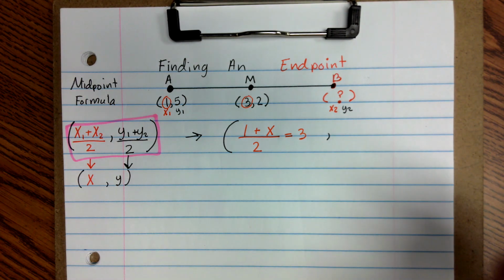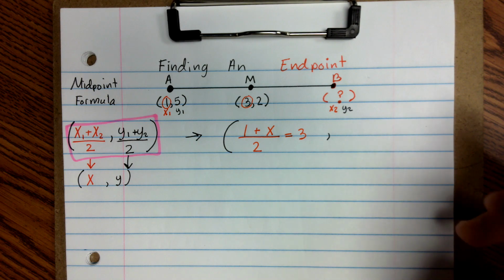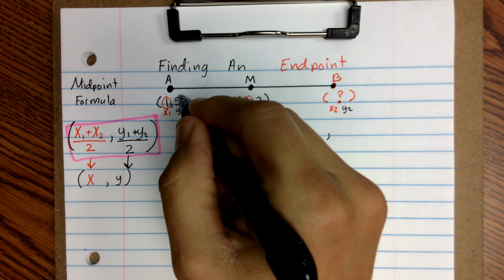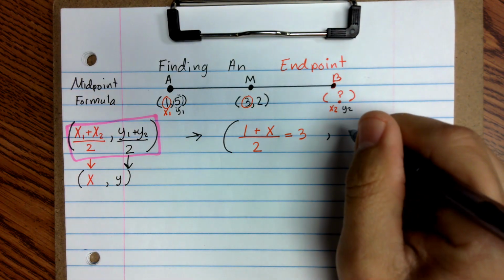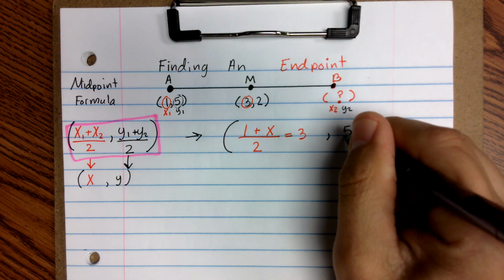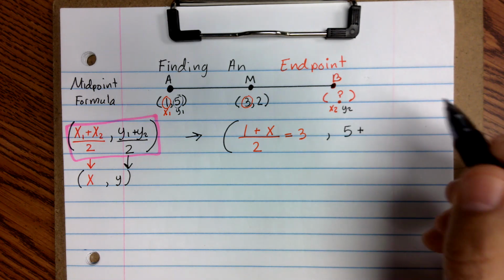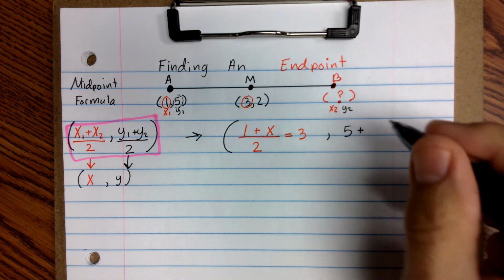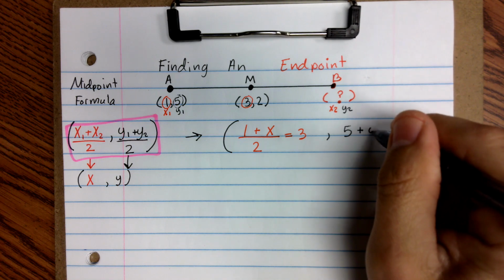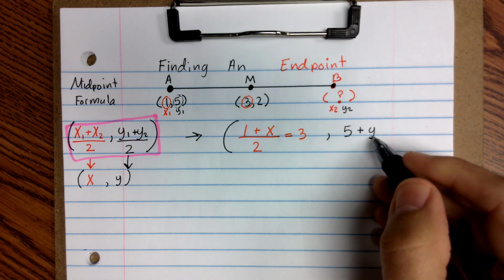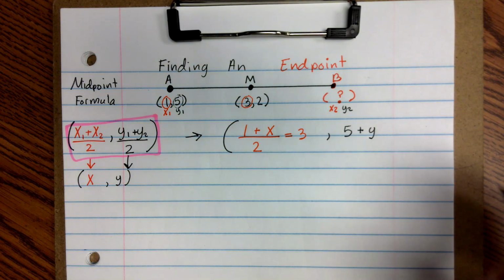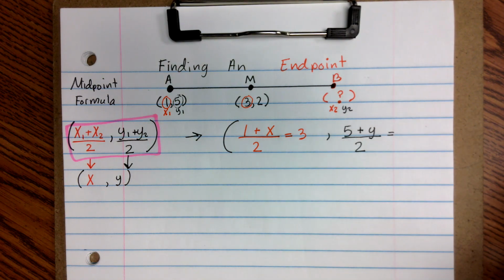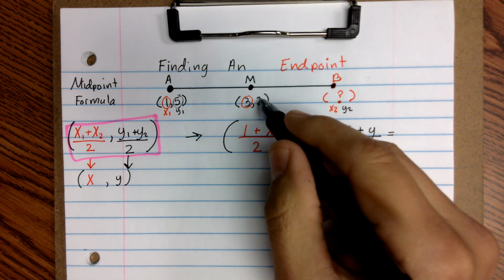For our other point, we're going to do the same process. We're going to look at what we know. Now we know what Y1 is. Y1 is positive 5 in this problem. So I'm going to put a positive 5 in here. And we know we have to add it to our Y2. But we don't know what Y2 is. And when we don't know what a value is, we just put a variable in its place. In this case, I'm just going to call it Y. Then I'm going to divide this by 2. And it's going to be equal to my midpoint value, which in this case is positive 2.